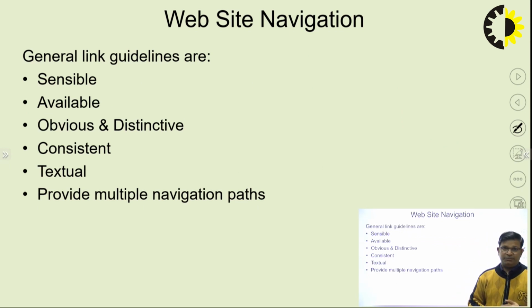General links guideline: sensible, available, obvious and distinctive, consistent, textual, and provide multiple navigation paths. These are some important guidelines that we should follow when we are creating any hyperlink on a website. It should be available. The link should not be a broken link. It is obvious and distinct. The links should be different from each other. The link's name should be different. It is textual. It means that it is user friendly to the user who is accessing your website. So these are the general guidelines.